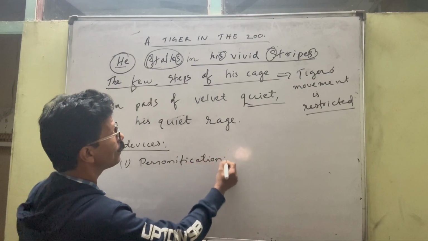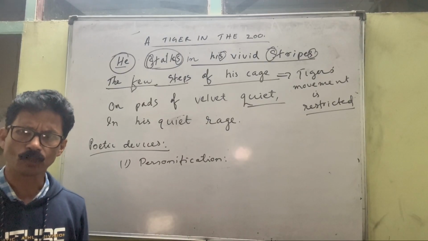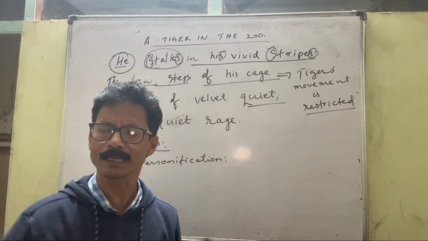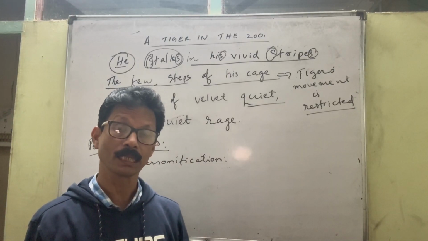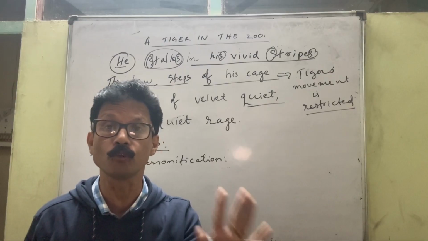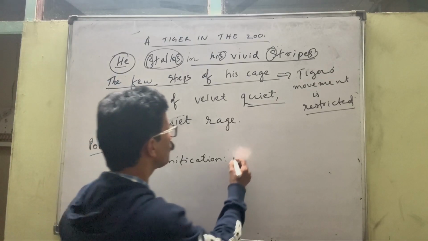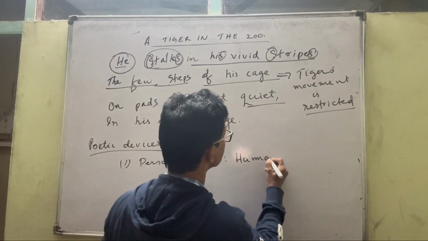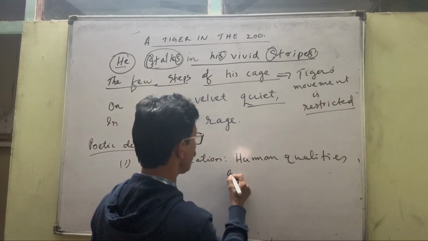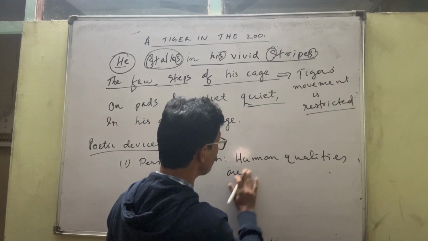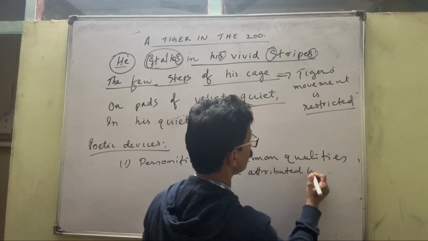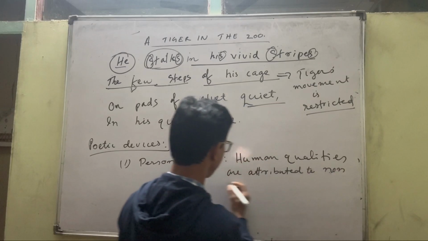Okay, what is personification? Personification means personal quality, means human qualities are attributed to non-human things. Okay, human qualities are used or attributed to non-human things.